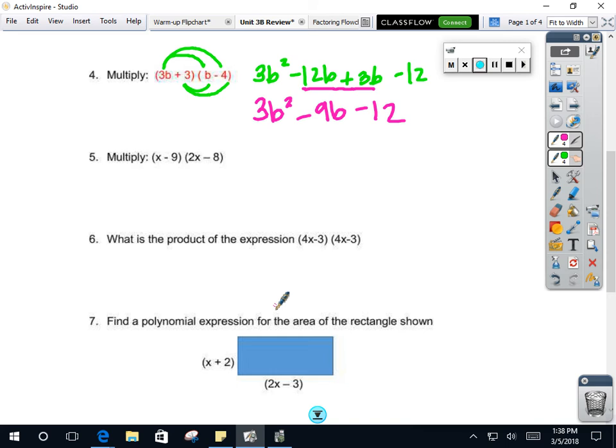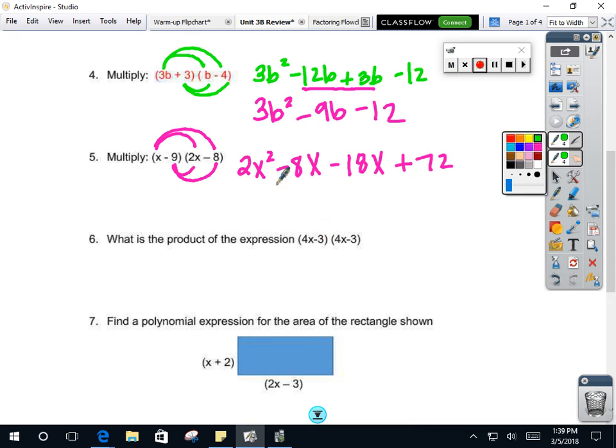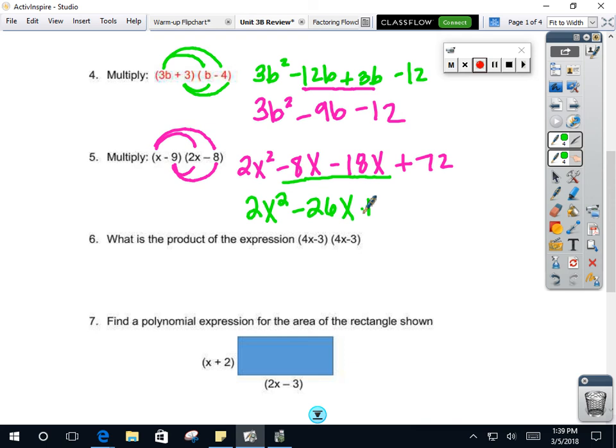All right, number 5. What do we do? Correct. X times 2x is 2x squared. X times negative 8 is negative 8x. Negative 9 times 2x is negative 18x. And negative 9 times negative 8 is positive 72. Okay, now what do we do? Okay, 2x squared doesn't have a like term, so just bring it down. These two are like terms, and they combine to negative 26x. And then plus 72.